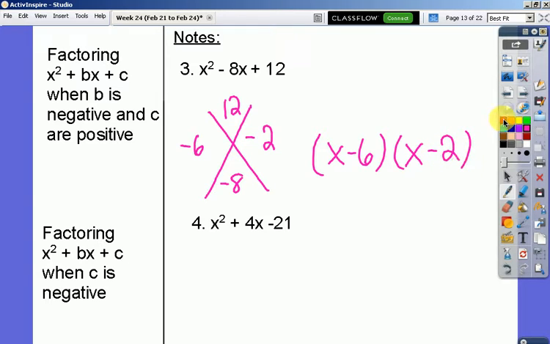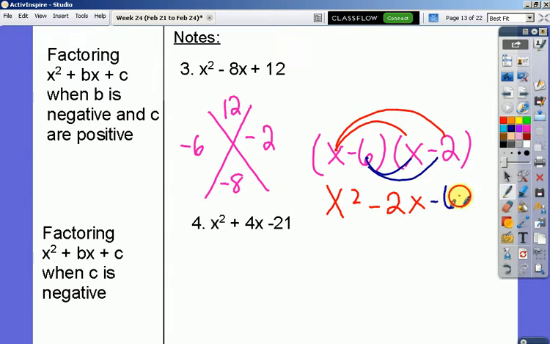And you could always double check if you didn't think that you did it correctly by multiplying these binomials. You should get x squared minus 8x plus 12. And we will get that here. You have x squared minus 2x minus 6x plus 12. And I find that this is x squared minus 8x plus 12. So that does work. Does that make sense?